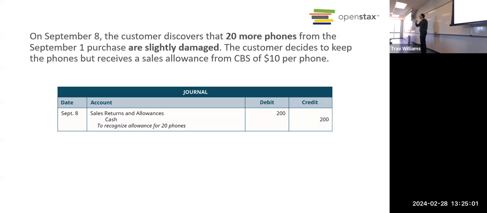And notice that because the customer had paid us cash, we gave them money back. But what's different between this journal entry and the return? There's no change to inventory. And why not, Jose? They kept the inventory, right? Okay.